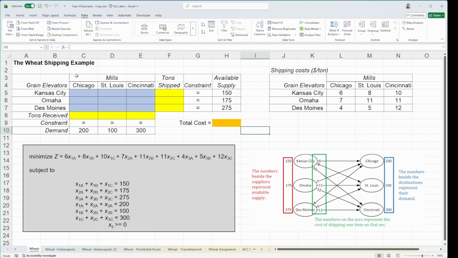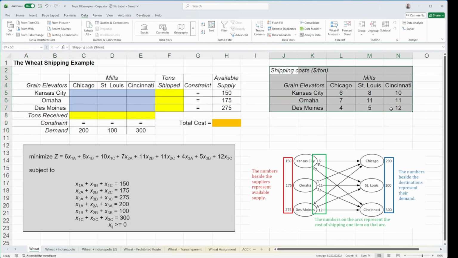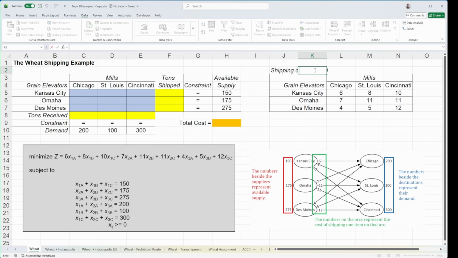The top half of this spreadsheet shows 2 separate tables. The one on the right shows the shipping cost in dollars per ton. So that's the unit shipping cost, which are given as parameters, so they're constant numbers. They're simply the labels on those arcs, right? So $11 to ship 1 ton of wheat from Omaha to St. Louis, $12 from Des Moines to Cincinnati, and so on.